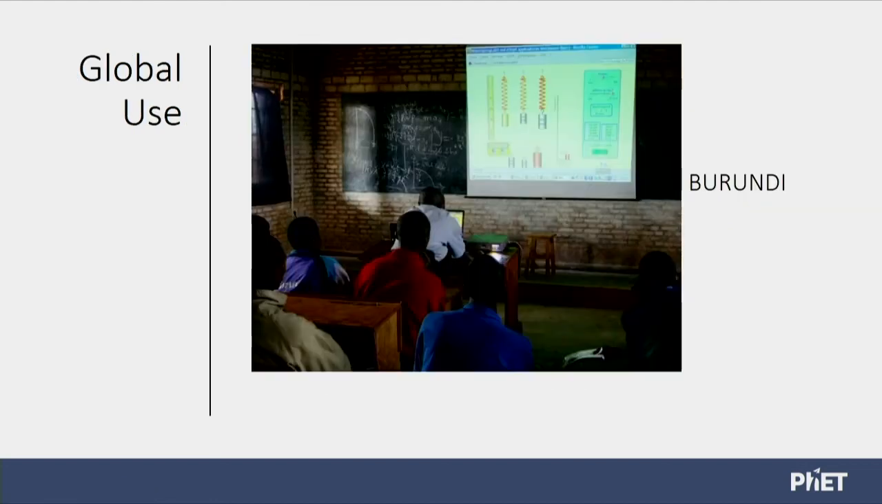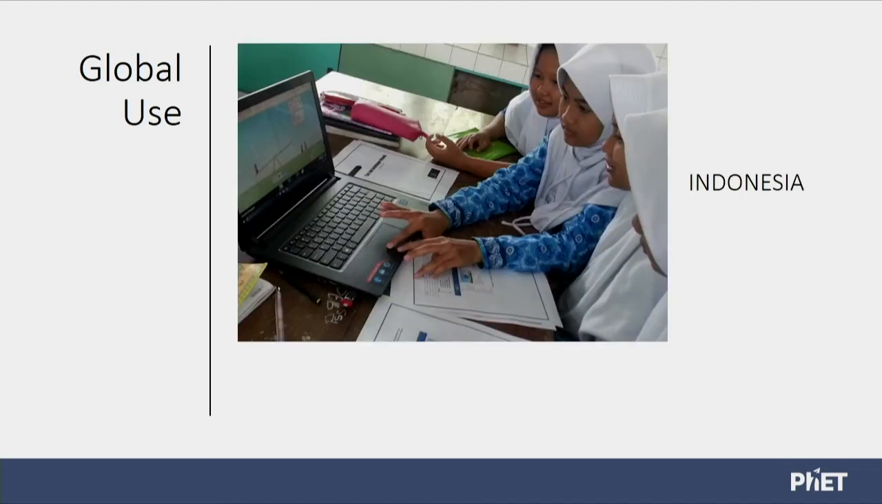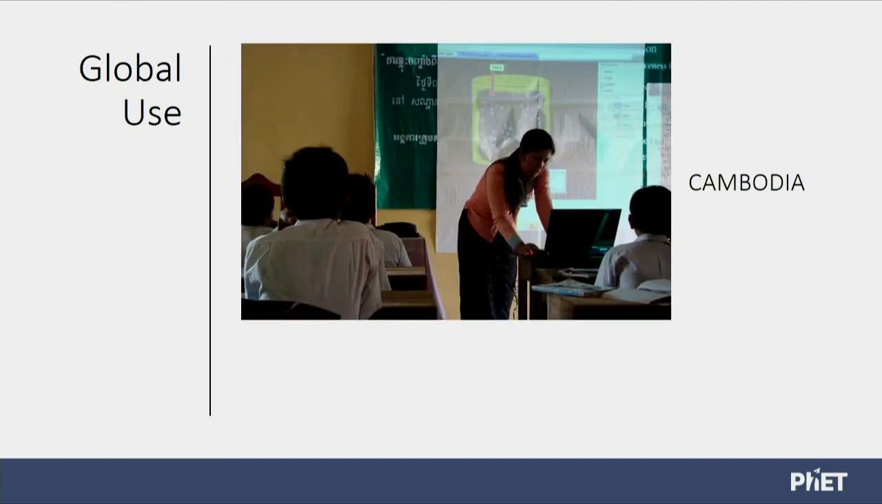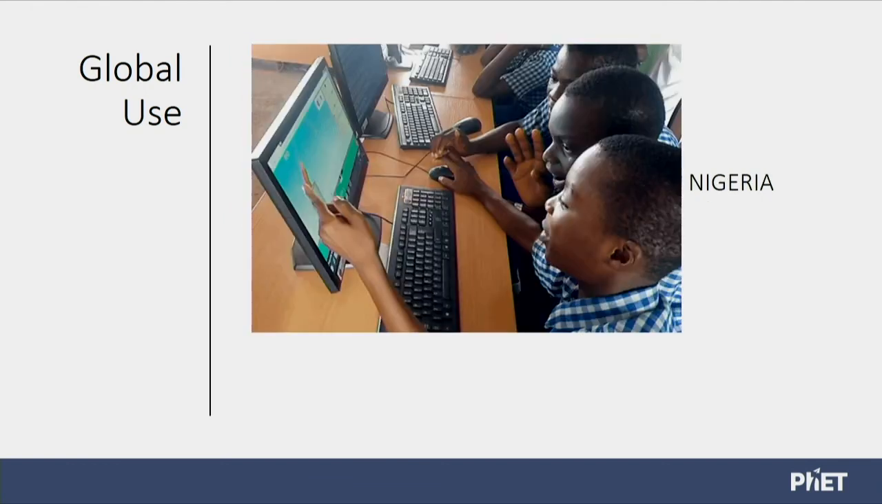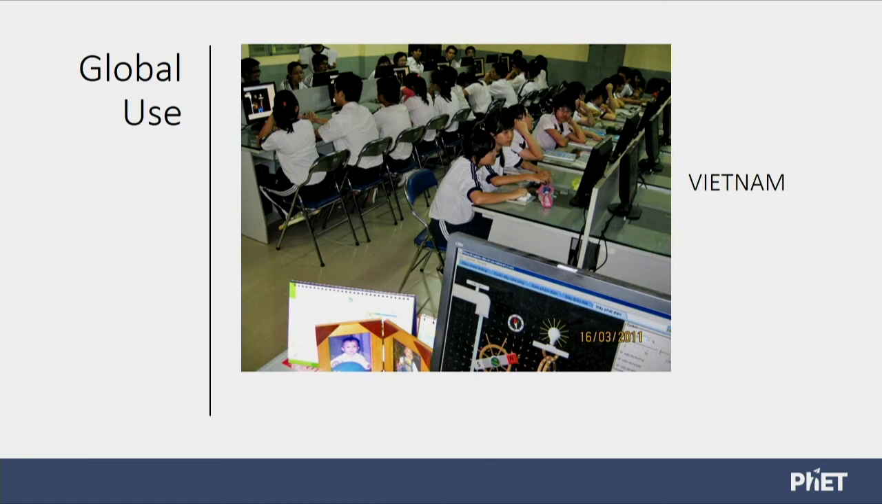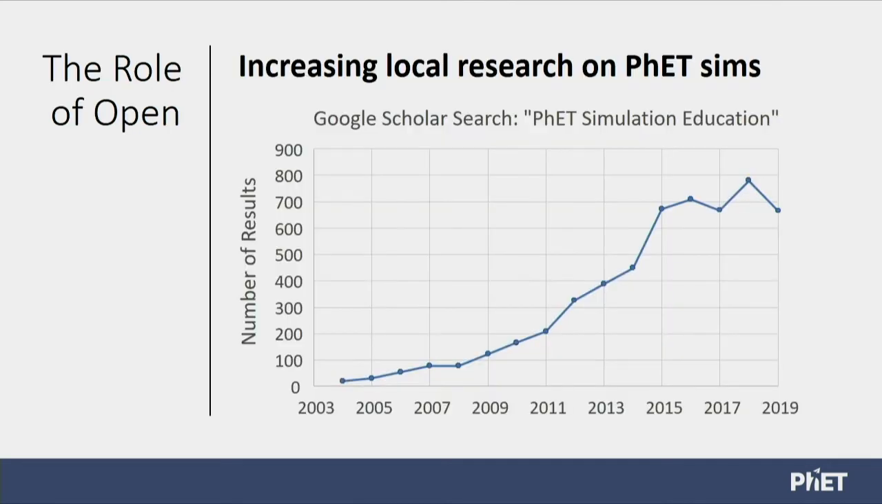So this is what it looks like around the world. Burundi, Indonesia, Cambodia, Mexico, Nigeria, Vietnam. So you see just like a huge range of what was available there. But for the most part, students were using the simulation, so that's really exciting when you see this. This is something that really excites me.